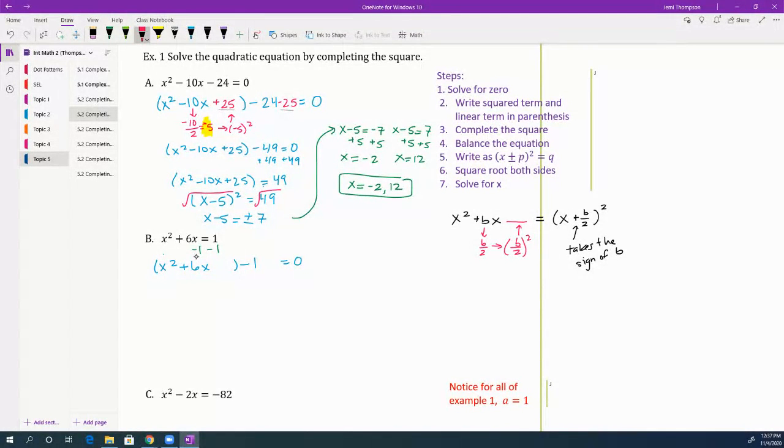Next step, complete the square. So I take positive 6 and I take half, which is 3. And then I take that value and I square it. So I have positive 3 here. When I square positive 3, I get positive 9. When I add 9 inside the parentheses, in order to keep my equation balanced, I have to subtract 9. So I'm adding 9 to the left side and then subtracting it back off. Now I've completed the square and balanced my equation.